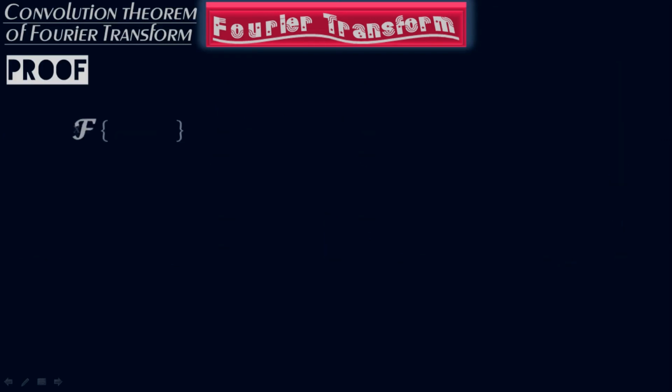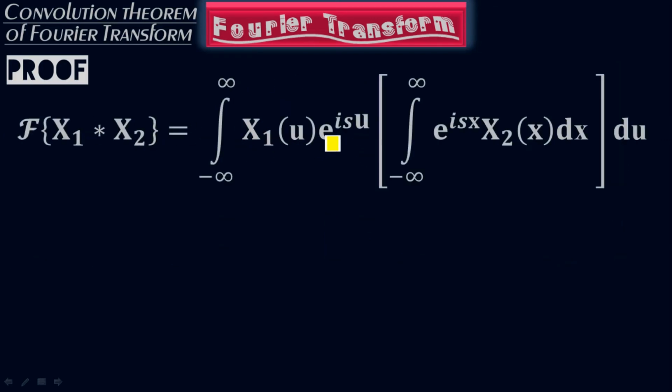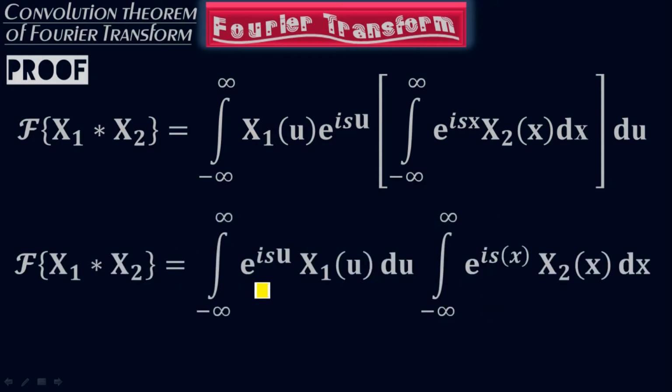Therefore, my new expression will be the integral of x sub 1 of u times e to the iota s u, into the integral of e to the iota s x times x sub 2 of x times dx, du. I just separated the terms with the u variable on one side and the terms with the x variable on another side. But I still need to pull this du in with its integration. So I will have the integral of e to the iota s u times x sub 1 of u times du, into the integral of e to the iota s x times x sub 2 of x times dx. Now I have a complete separation of the integrations.